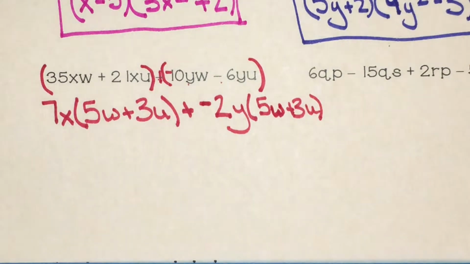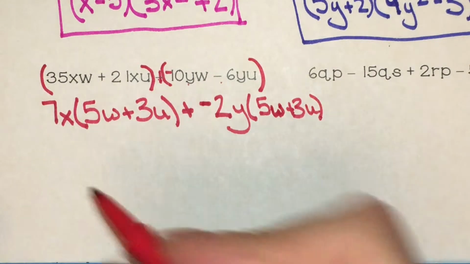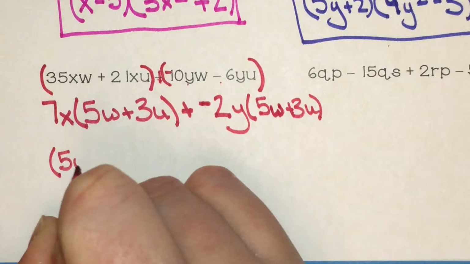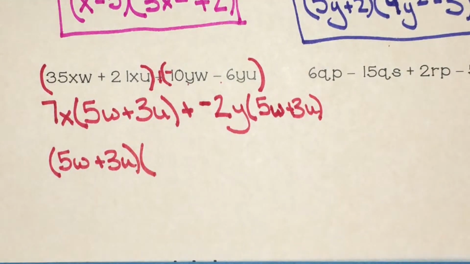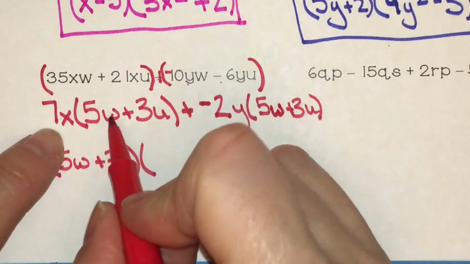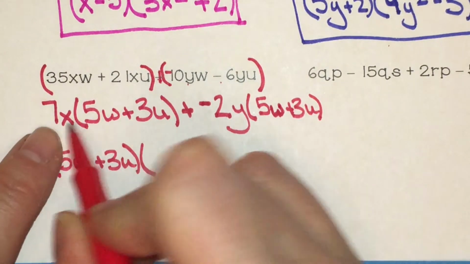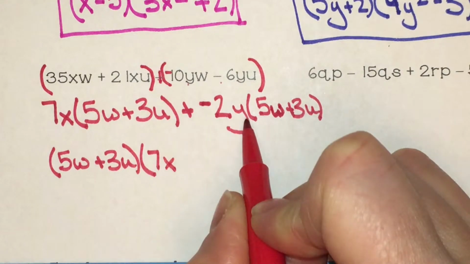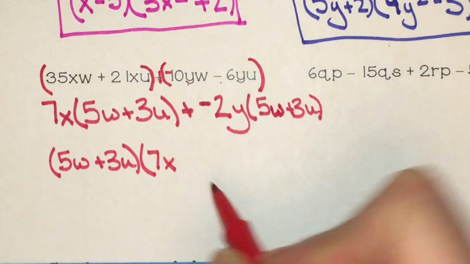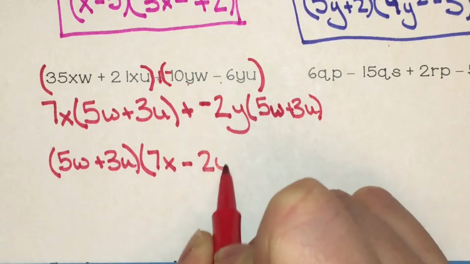So I'm going to factor out that greatest common factor of 5w plus 3u, and I'm going to multiply it by what's left over. When we factor out this 5w plus 3u, we have a 7x plus negative 2y. Or instead of putting plus a negative, I can just put minus 2y.